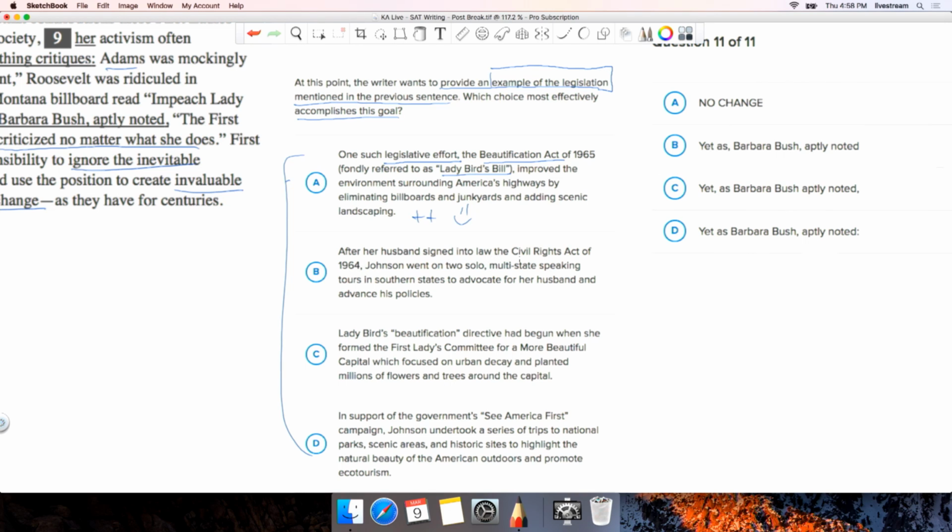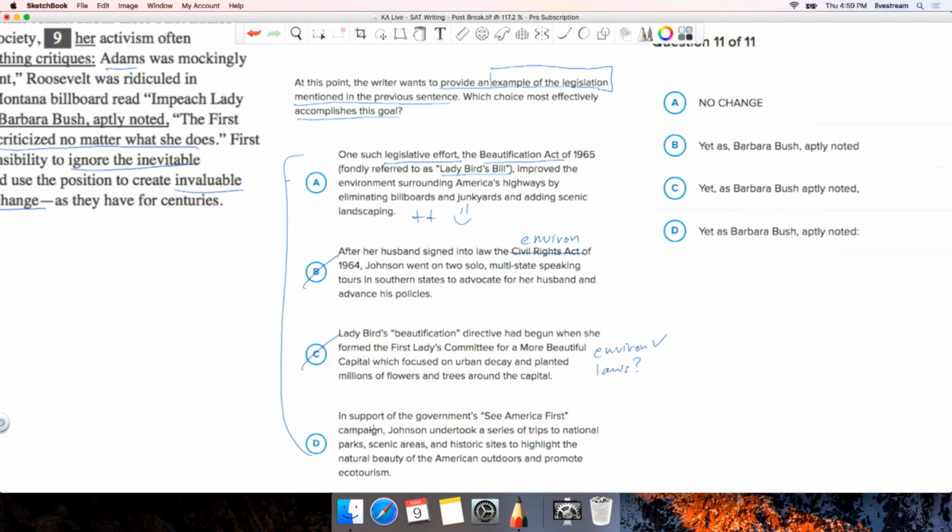After her husband signed into law the Civil Rights Act of 1964, Johnson went on 2 solo multi-state speaking tours in southern U.S. to advocate for her husband and advance his policies. So we're talking about the Civil Rights Act in this case, rather than about Johnson's legislation herself, and it's also not about the environment. So that's out. Lady Bird's beautification directive had begun when she formed the First Ladies Committee, which focused on urban decay and planted millions of flowers. So this one is about the environment, so I like that, but it's not as strong an answer as this one, and so I don't have the laws that are being passed, and so that one's not as strong as A.